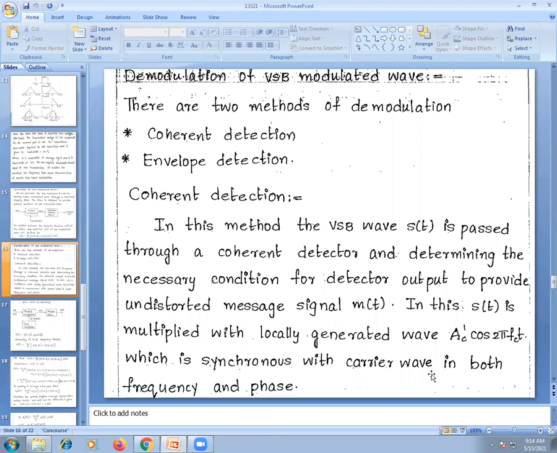As in the previous class also, coherent detection means the carrier used to transmit the data and the carrier used to receive the data are the same carrier signals.